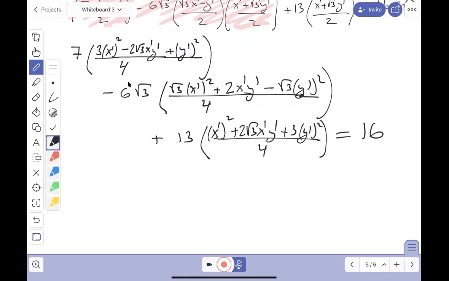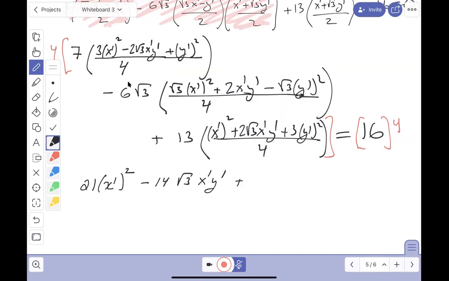And let me write that down for you. And as I do that, I'm going to do some expansions for you. So if I multiply both sides by 4, maybe I should write that down for you. I'm multiplying this entire side by 4 and this side by 4. And I'm going to expand. So what would you get? 21 x prime squared minus 14 root 3 x prime y prime plus 7 y prime squared.